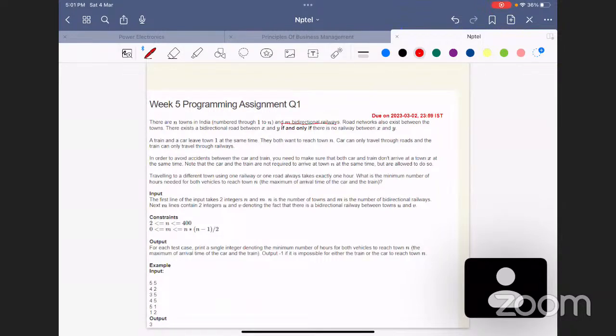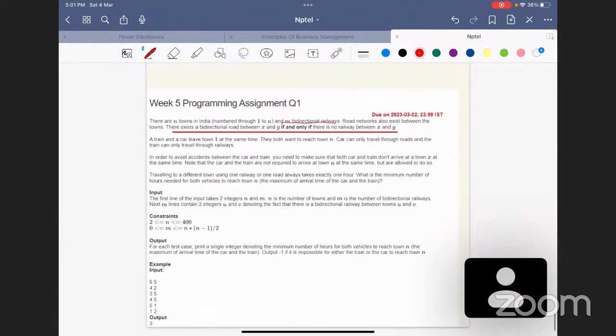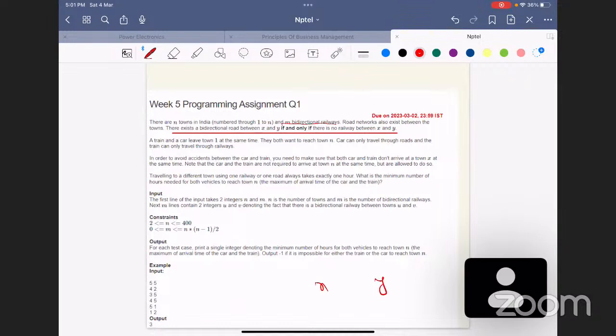Road networks also exist between towns. There exists a bidirectional road between X and Y if and only if there is no railway between X and Y. So, if there is a railway between them, it's okay. But if we don't have a railway between them, then we will have a road between them. What does this mean? Between X and Y, we will have either a railway or a road which connects both X and Y.